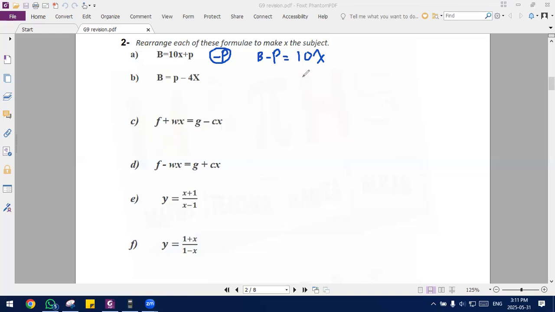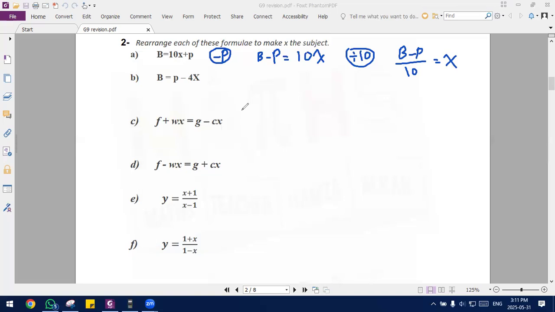Now here I have 10x. Is x alone? No, we have 10 next to it. So what do I have to do? Divide by 10. So b minus p over 10 is equal to x. Is x alone? Yes. So it's done. Now x is the subject.